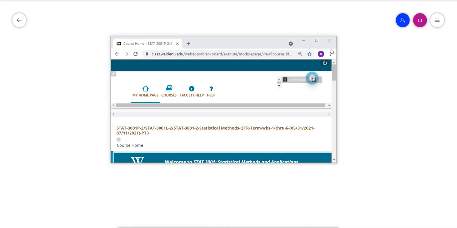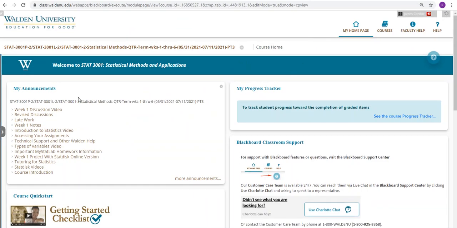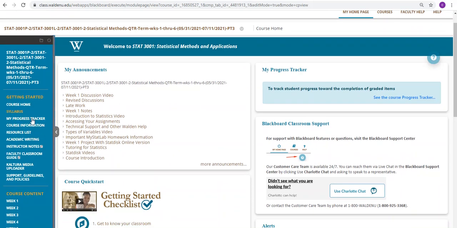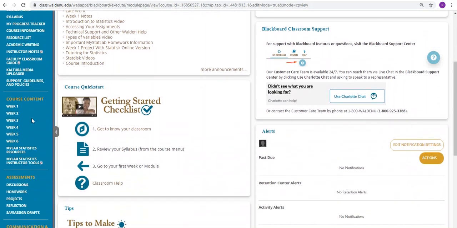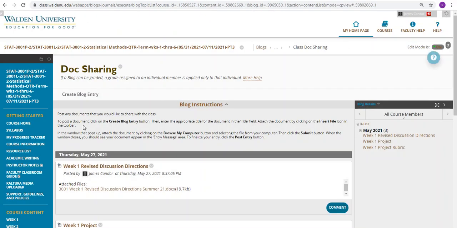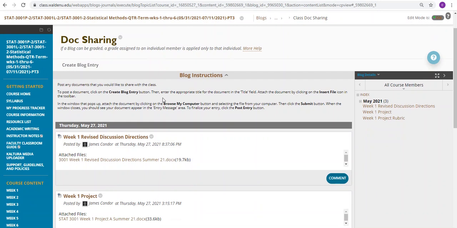So I just want to pull up the site. So your site will look something like this. It may not be this number. That doesn't mean anything. It's just that when you go to your Blackboard homepage, then it's going to look something like this. And on the left, again, it says doc sharing. So if you click on doc sharing, there'll be files. Now, don't post anything in doc sharing. That's just for me to post for you guys to read.